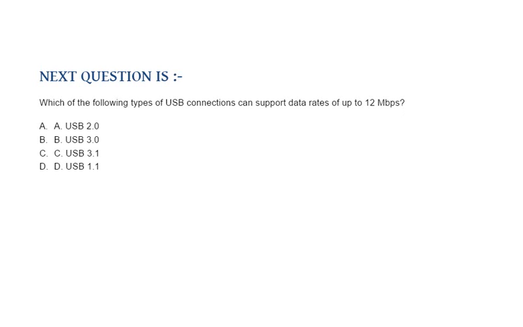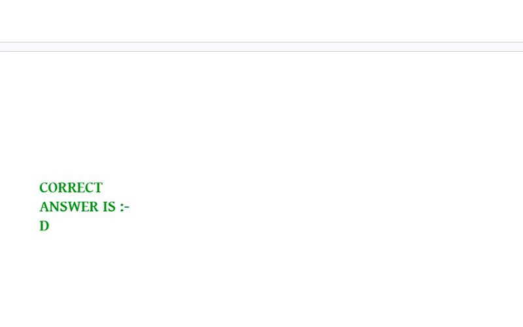Next question is, which of the following types of USB connections can support data rates of up to 12 Mbps? Option A, USB 2.0. Option B, USB 3.0. Option C, USB 3.1. Option D, USB 1.1. Correct answer is option D.